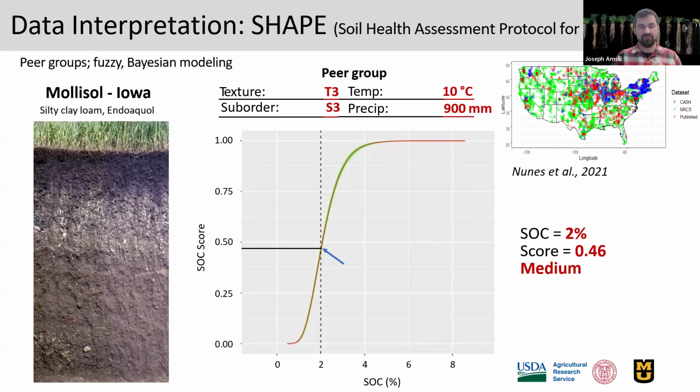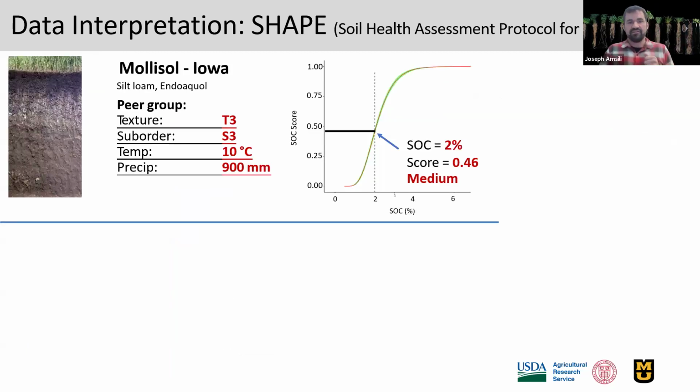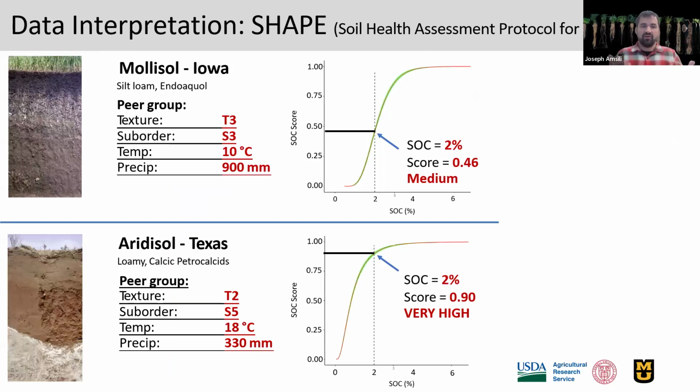Let's compare that with a different soil from a different climate. So we have our example from that Midwest Iowa soil. We can also compare that to a more arid soil from Texas, much warmer climate, much drier. And that same 2% soil organic carbon in this new environment has a very high score of 90%. So this tool is a very powerful tool that enables you to assess soil health with some of the most important inherent drivers of this information: soil texture, soil type, temperature, and precipitation.